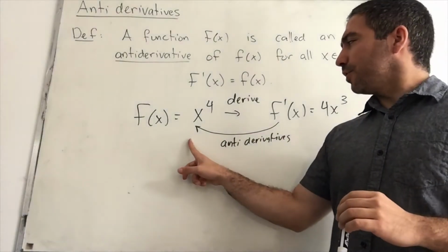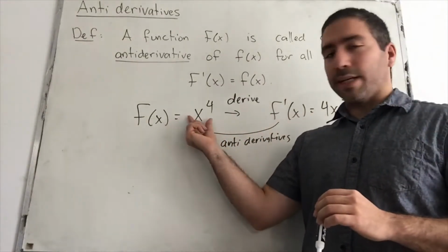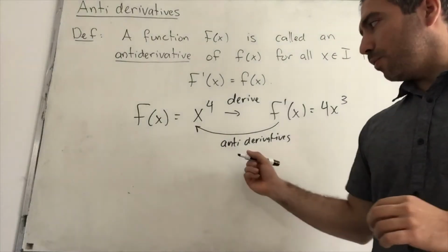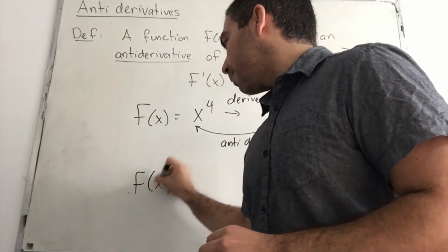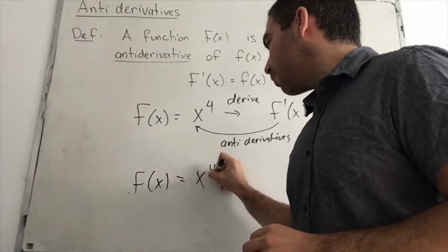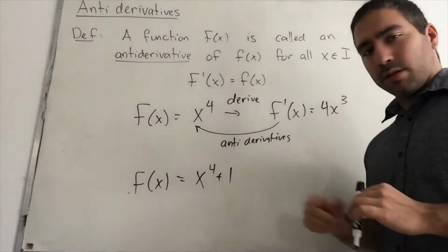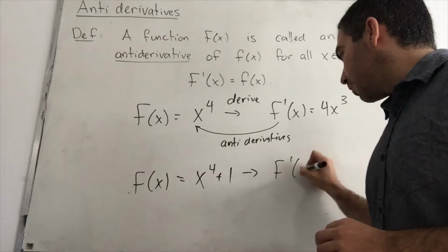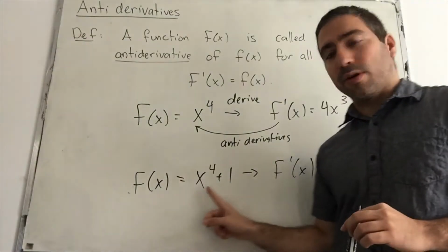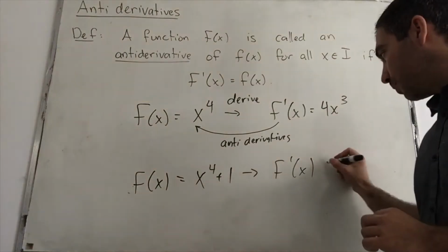But there's an issue. Notice that this is the outcome for the derivative of x to the 4. But what if we had some function called capital F again? What if it was x to the 4 plus 1? What would the derivative be? We know if we take the derivative of x to the 4 plus 1, the derivative of a constant is 0, and the derivative of x to the 4 is 4x cubed.